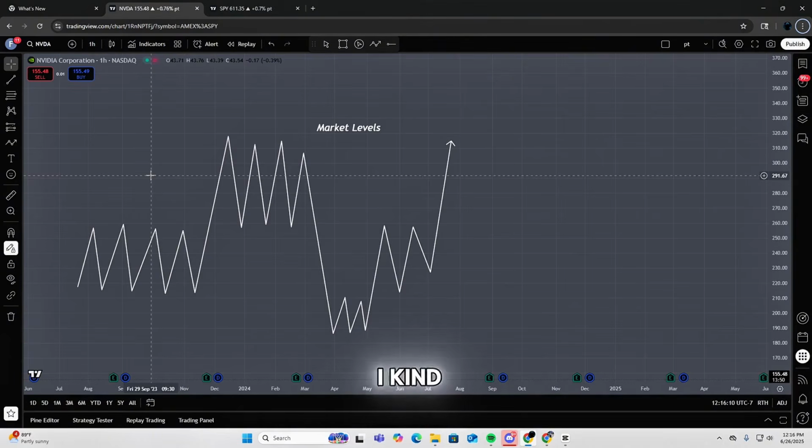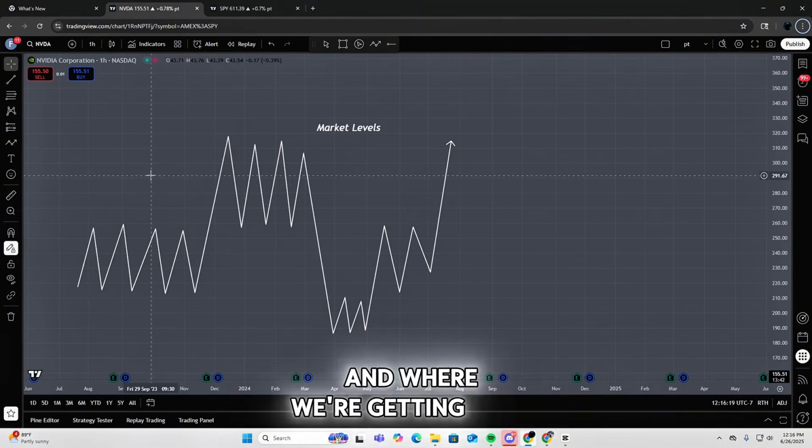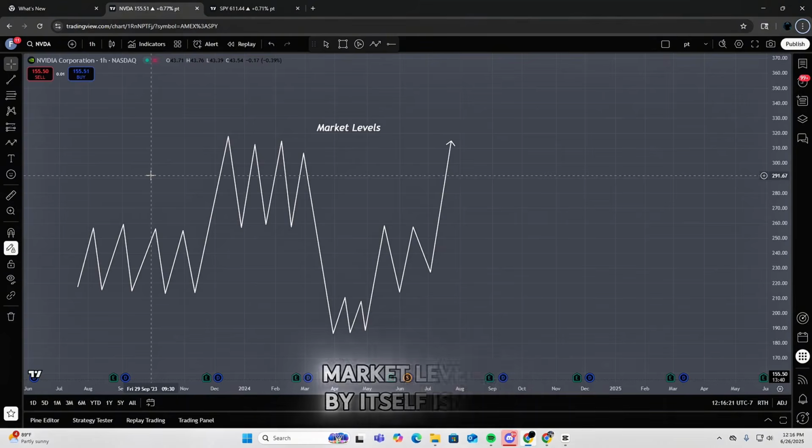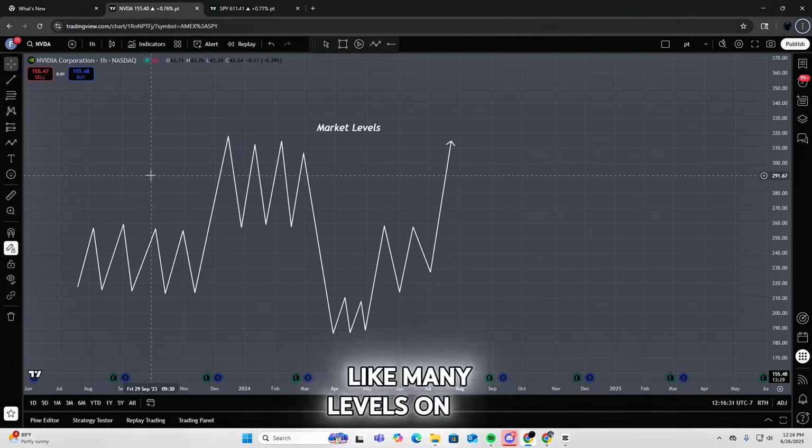So as of right now, I kind of want to explain what market levels are. It's just a way for you to read where we're getting bought up and where we're getting sold off, right? So obviously market levels by itself isn't really a strategy, right? A lot of people that know how I trade, you guys see that I don't have too many levels on my chart, right?